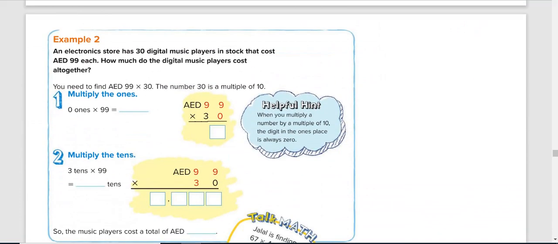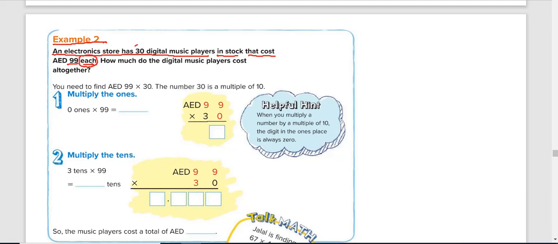So let's look at another example. Example 2. Reading the question, it says an electronics store has 30 digital music players in stock that cost 99 AED each. So don't forget your keywords here, each. We have 30 and the cost of each is 99. So to find how much the digital music players cost altogether, we have to multiply 30 and 99.